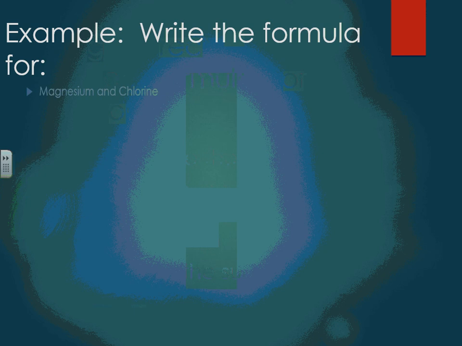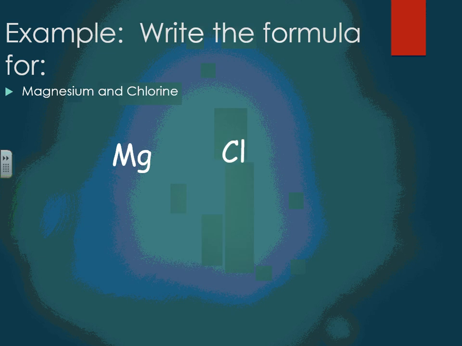Here we're going to look at magnesium and chlorine. Well, if you look on the periodic table, magnesium falls in the +2 category. If you look at chlorine, it falls in the -1 category. So we got magnesium and we got chlorine. And so we know that magnesium is +2, and then we understand that our chlorine is -1.